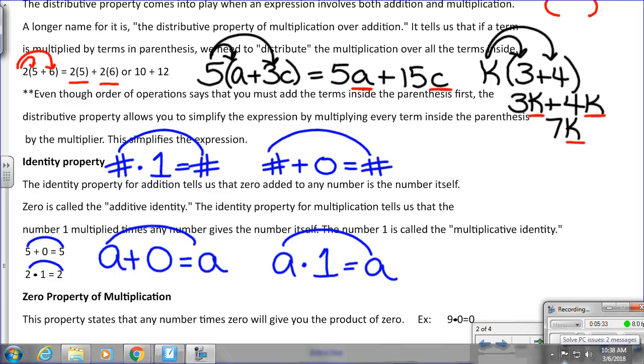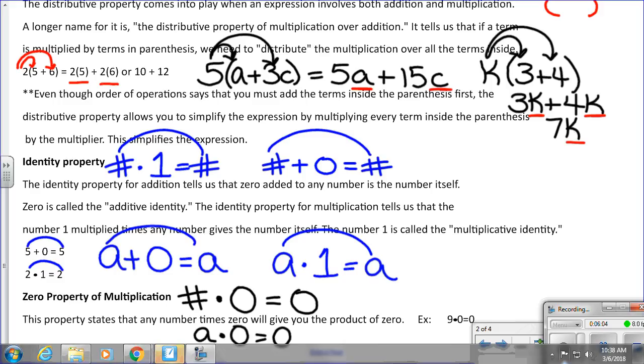The last problem you've been doing for years and probably didn't know that it had a name. The zero property of multiplication states that any number times 0, now this is different than the identity property, any number times 0 gives you 0. This is the multiplicative property of 0, meaning any number times 0 equals 0. So an example of this using algebra would be a times nothing gives me 0. Again, it is different than the property up above it called the identity property.